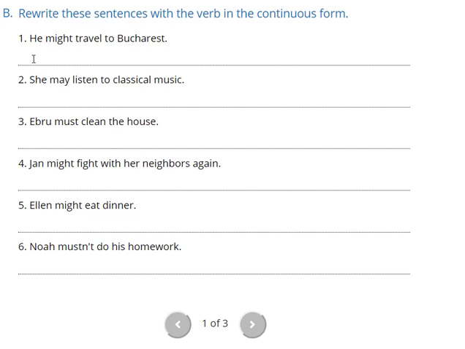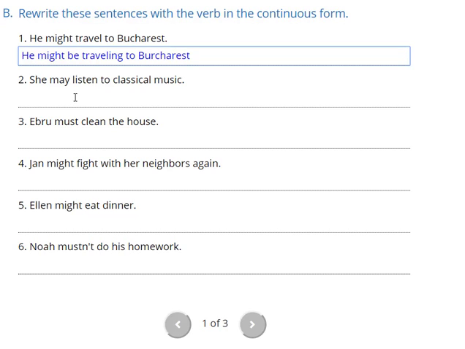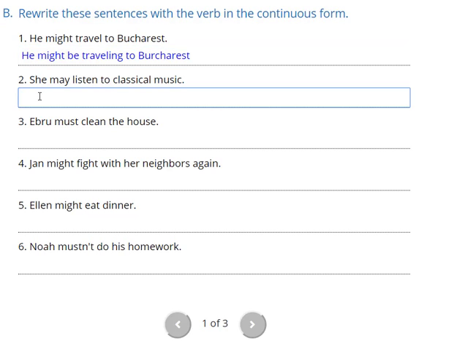Rewrite these sentences with the verb in continuous form. So remember how to do this, right? Let's go back to the demo lesson. It's may, might, plus ing, right? So he might be traveling to... So you might want to double check your demo lesson to review this, because remember it's may, might, plus ing, right? She may be listening, changing the verb tense, to classical music.